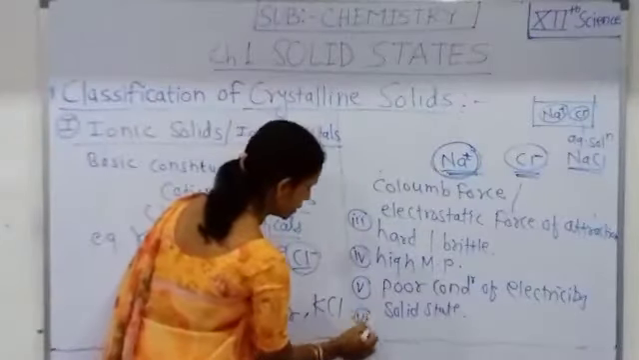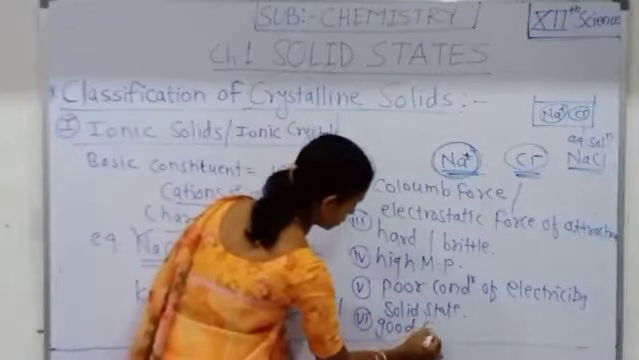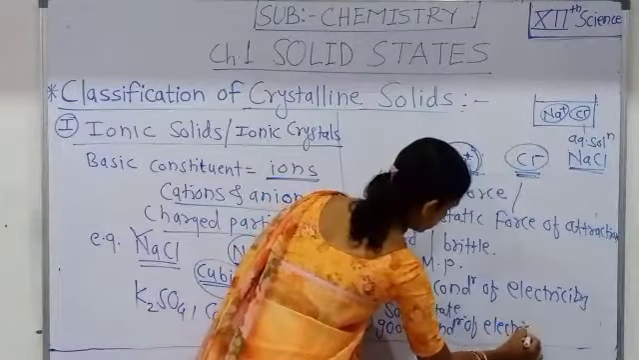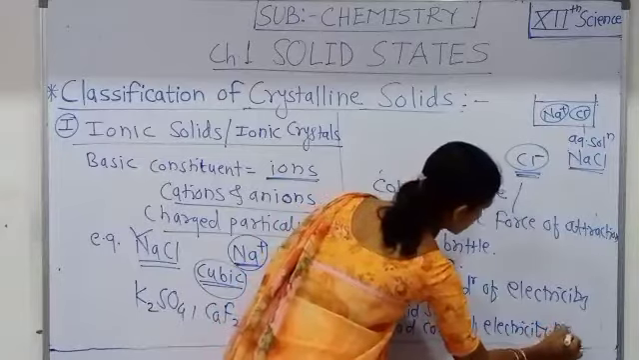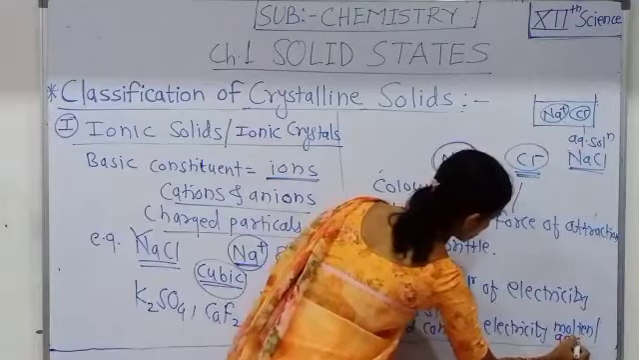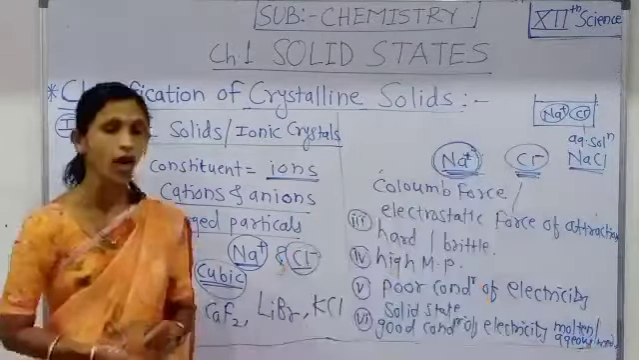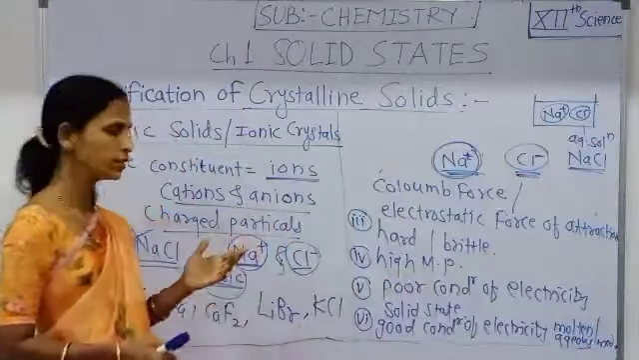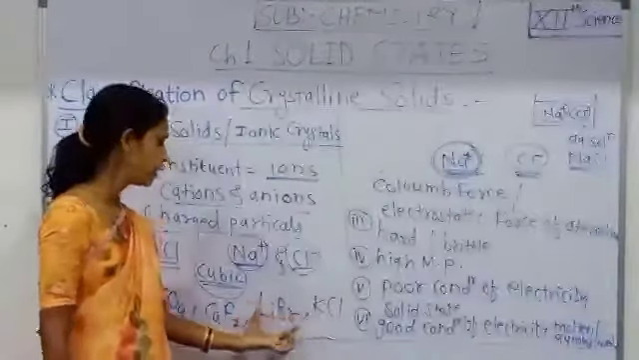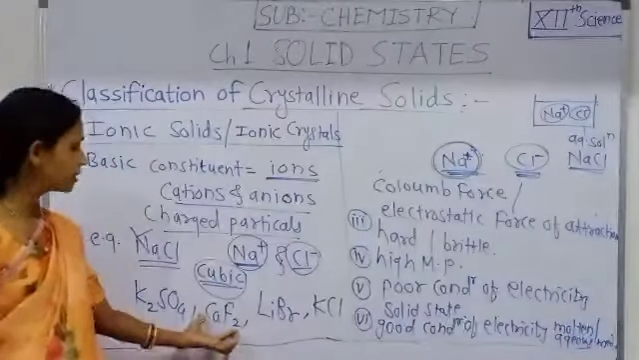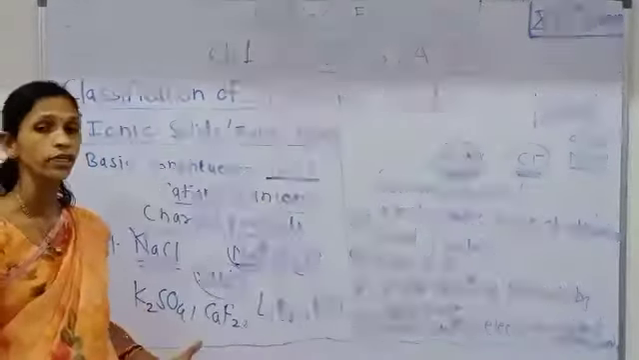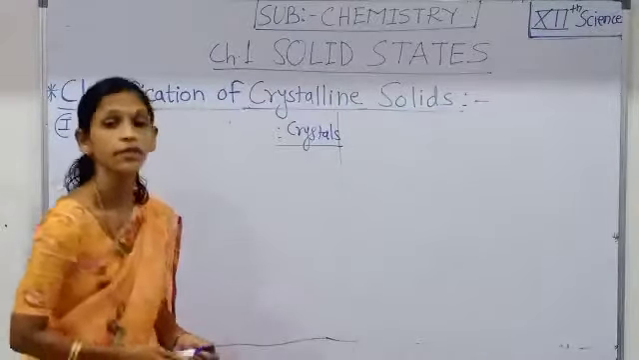That means, see here, they are good conductors of electricity in their molten state as well as in aqueous medium. Examples of these are common salt, KCl (potassium chloride), lithium bromide, calcium fluoride (CaF2), and K2SO4, potassium sulfate.